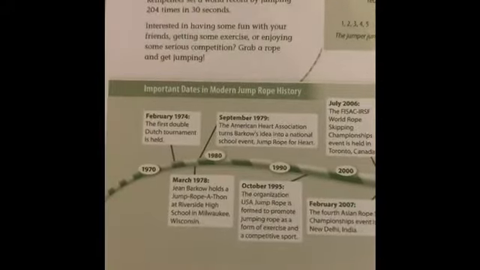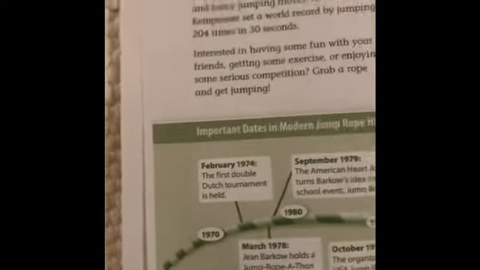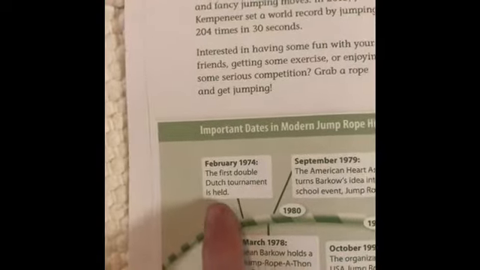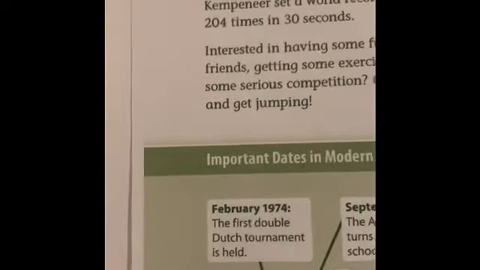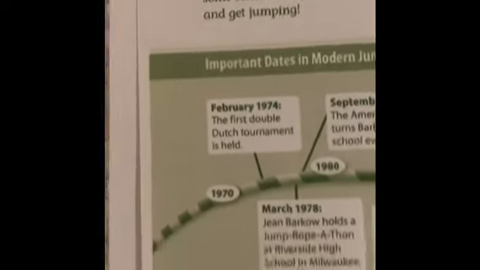Now down here I have another text feature. It's called Important Dates in Modern Jump Rope History, which is a timeline. So this timeline tells when things happened. So we start at the beginning, which is 1970 here. And the first date we have is February 1974. The first Double Dutch tournament is held.